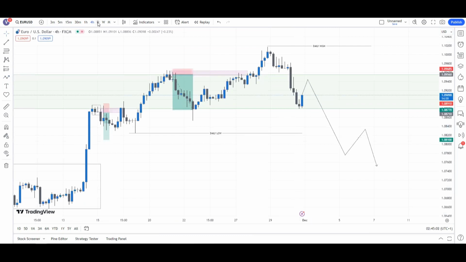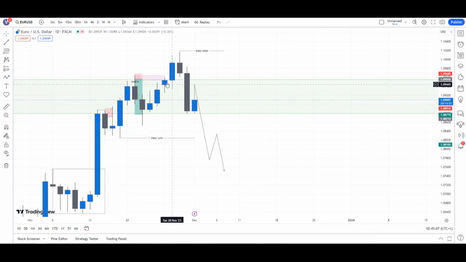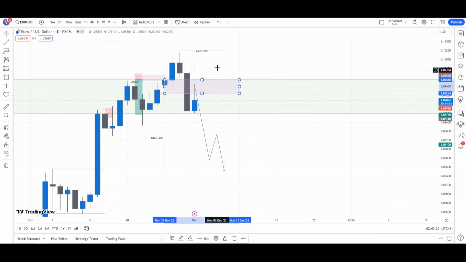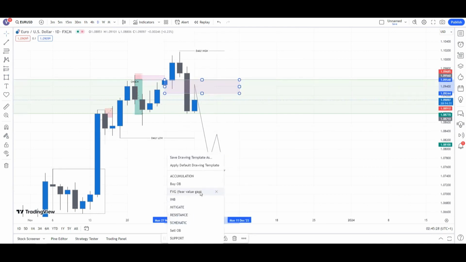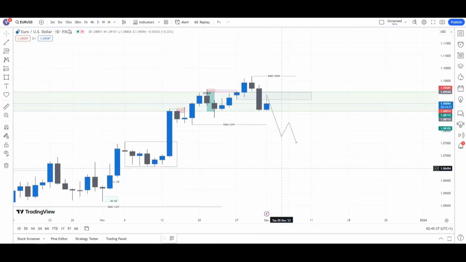So now, let's go back to the daily time frame. You can see price already gave us a fair value gap around here. There's a fair value gap around here. Most of you might call it an imbalance, right? But I'll call this a fair value gap, that needs to get filled and tested at some point before we continue selling to the downside. This is what I'm actually expecting on EUR/USD.